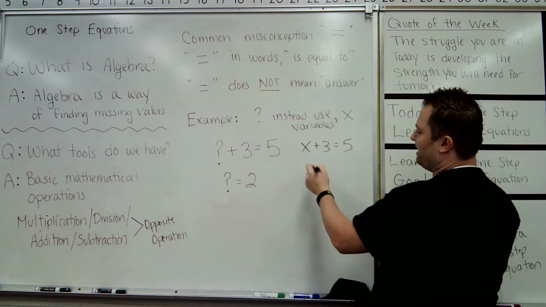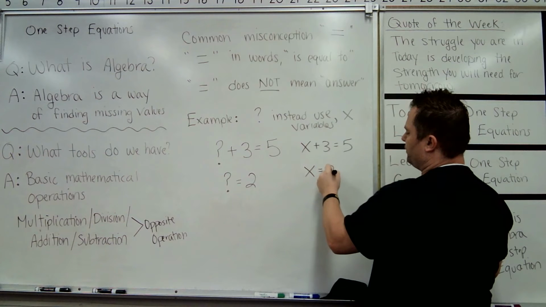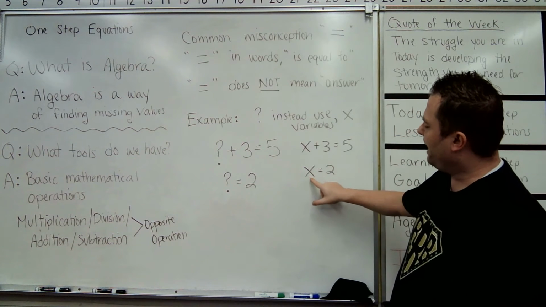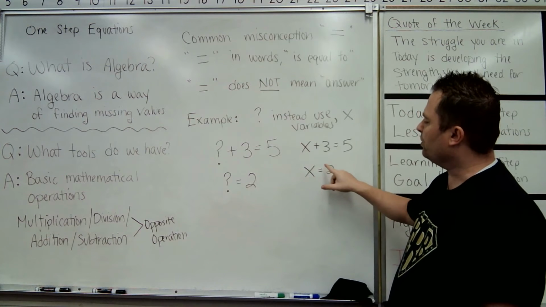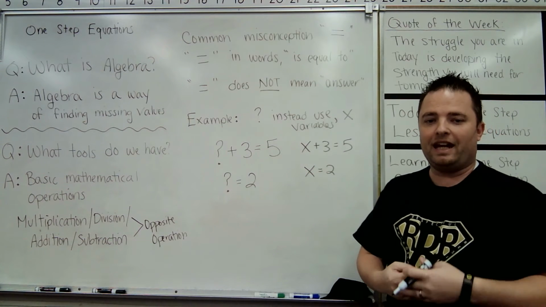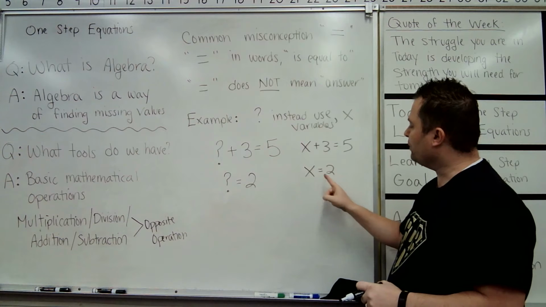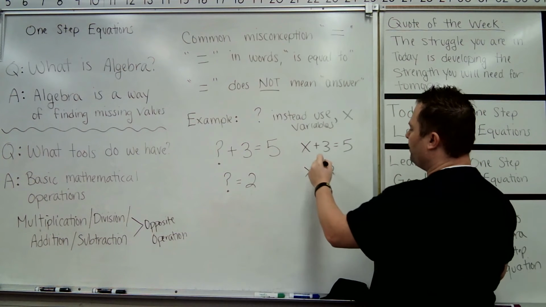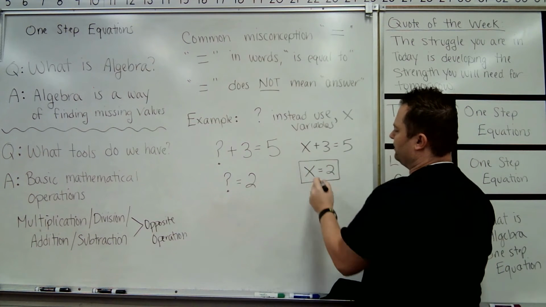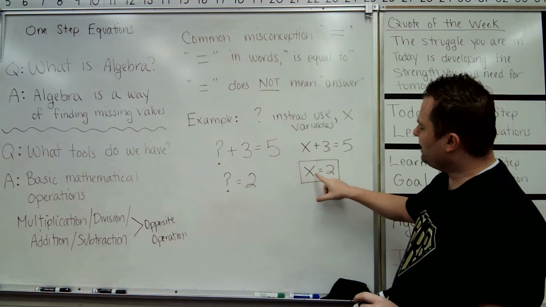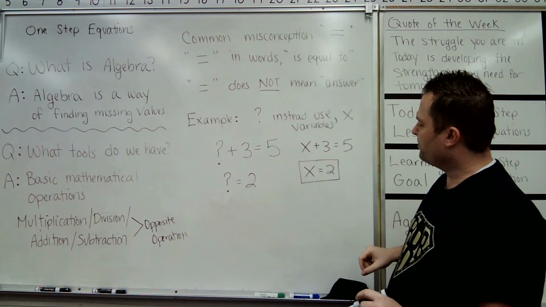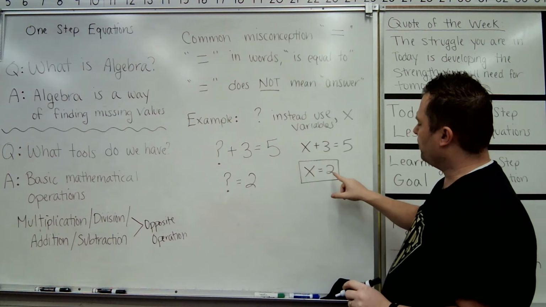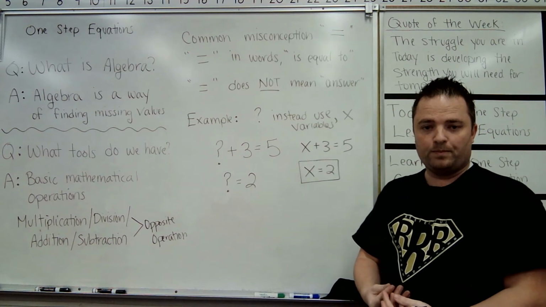So when we say that X is equal to 2, we're not saying the answer is equal to 2. We're saying that the missing value is equal to 2. The answer is that the missing value is 2. This whole piece is the answer. When the missing piece is equal to 2, 2 plus 3 equals 5. I can't just put the question mark. I can't just put a 2.